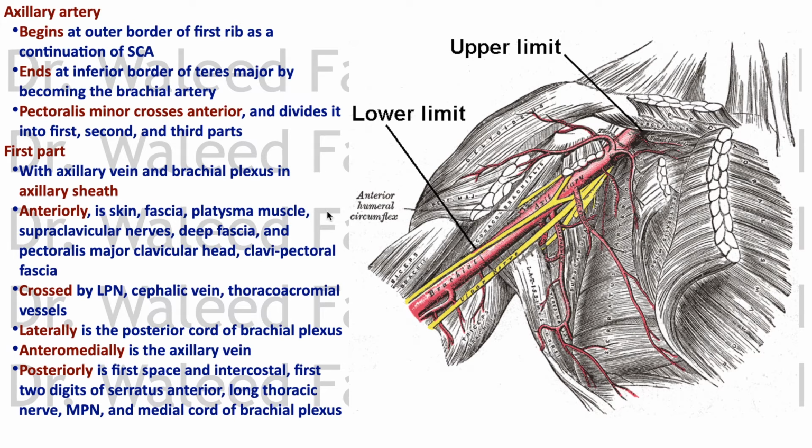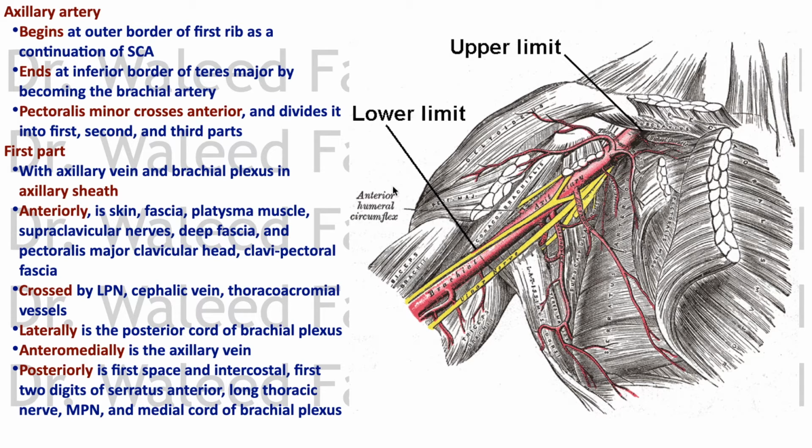The axillary artery begins at the outer border of the first rib as a continuation of the subclavian artery, and ends at the lower border of teres major by becoming the brachial artery. The pectoralis minor muscle crosses it. This is the cut part of the pectoralis minor. It crosses the artery, so it divides the artery into a first part, a second part under the muscle, and a third part beyond the muscle. This is the way we're going to study the axillary artery.